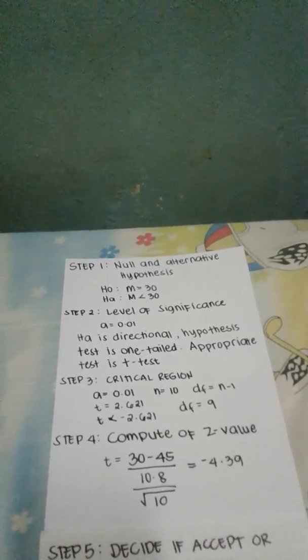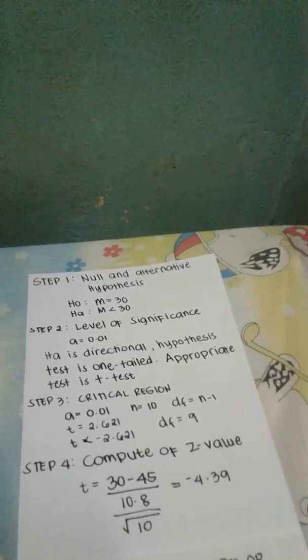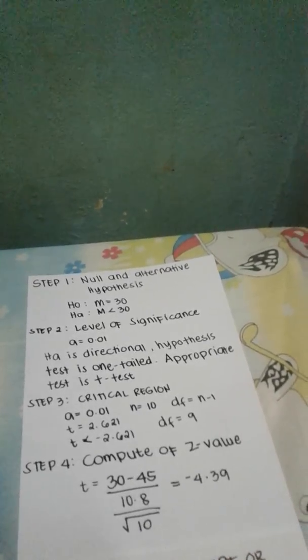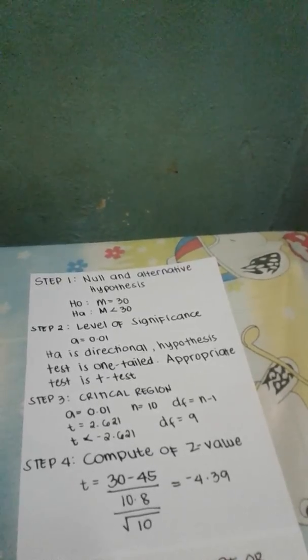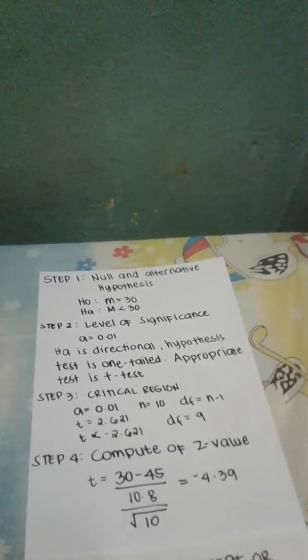In solving hypothesis testing for the population mean, there are 6 steps. First step, null and alternative hypothesis. H0, in this problem, μ is equal to 30, and Ha, μ is less than 30. Step 2, you need to identify the level of significance, and the level of significance in this problem is 0.01. So Ha is directional. The hypothesis test is one-tailed. The appropriate test is the t-test.